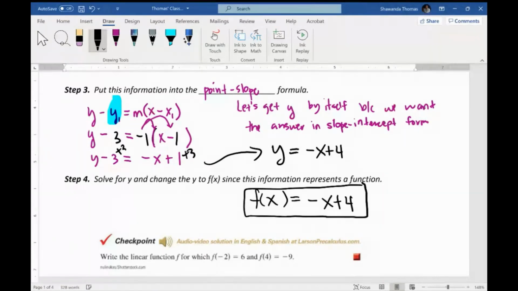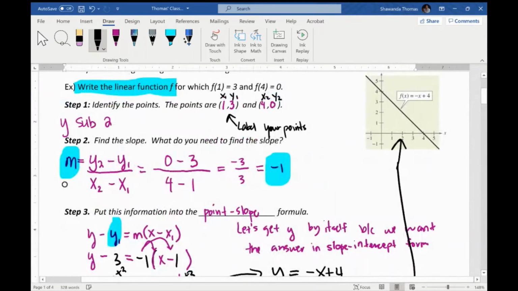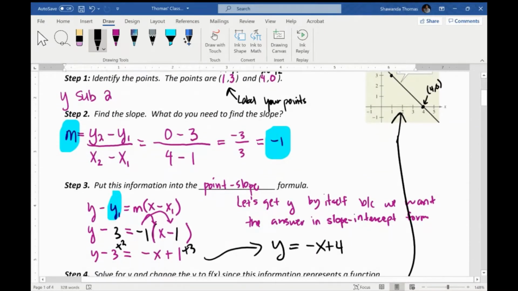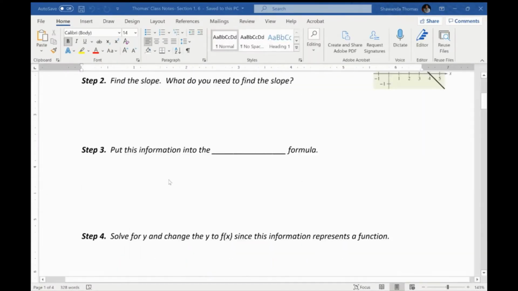I already put a graph of negative x plus 4 on your notes here. Notice that the points (1, 3) that we started with and (4, 0) are on the line of that function. That's how you can prove that the function is correct: if you put your function in Desmos, those points actually cross that line. Right, back through these steps right here.